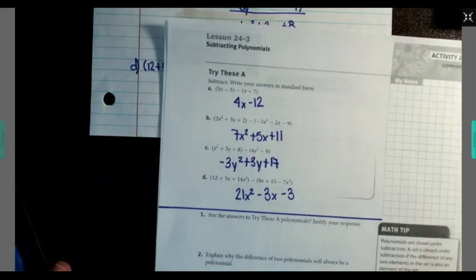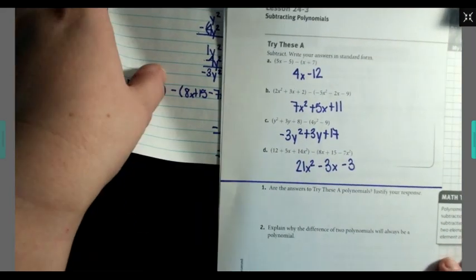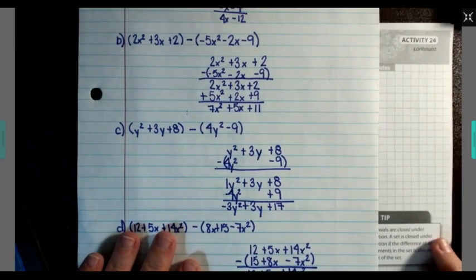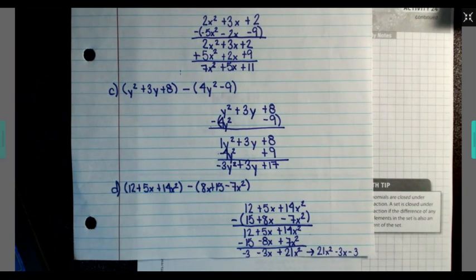Go ahead and take a moment to write down these 4 answers for try these A. And then answer the debriefing question that follows.